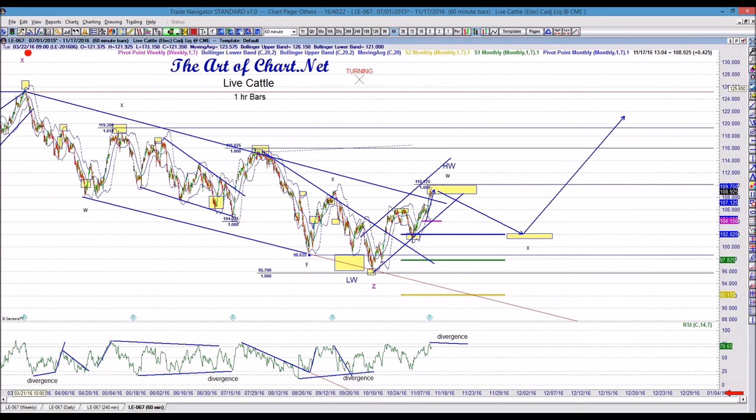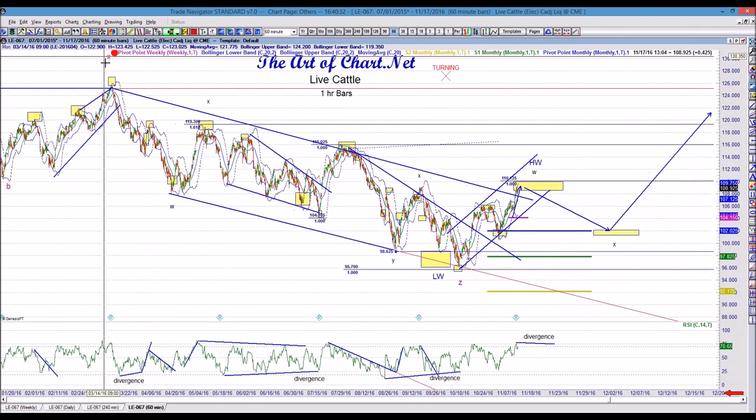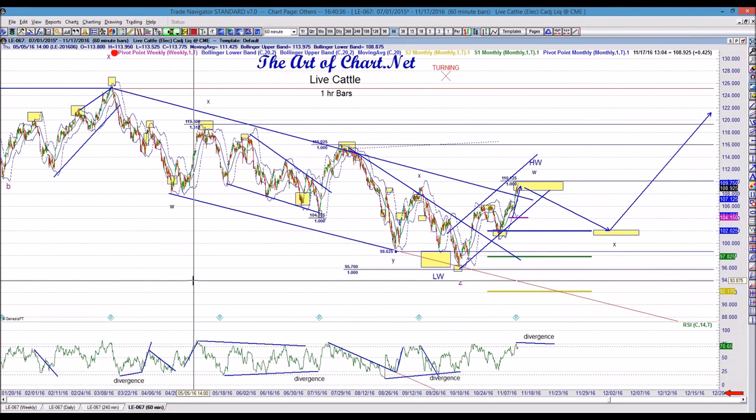I'm looking for X here to break at 124s sometime by the end of the year. We'll see if it happens. I don't know if it's going to happen, but that's my answer. Long-winded answer to your question, and I hope you guys get how this works, the 3-wave sequence. I think it's very important, and I think it's very useful.